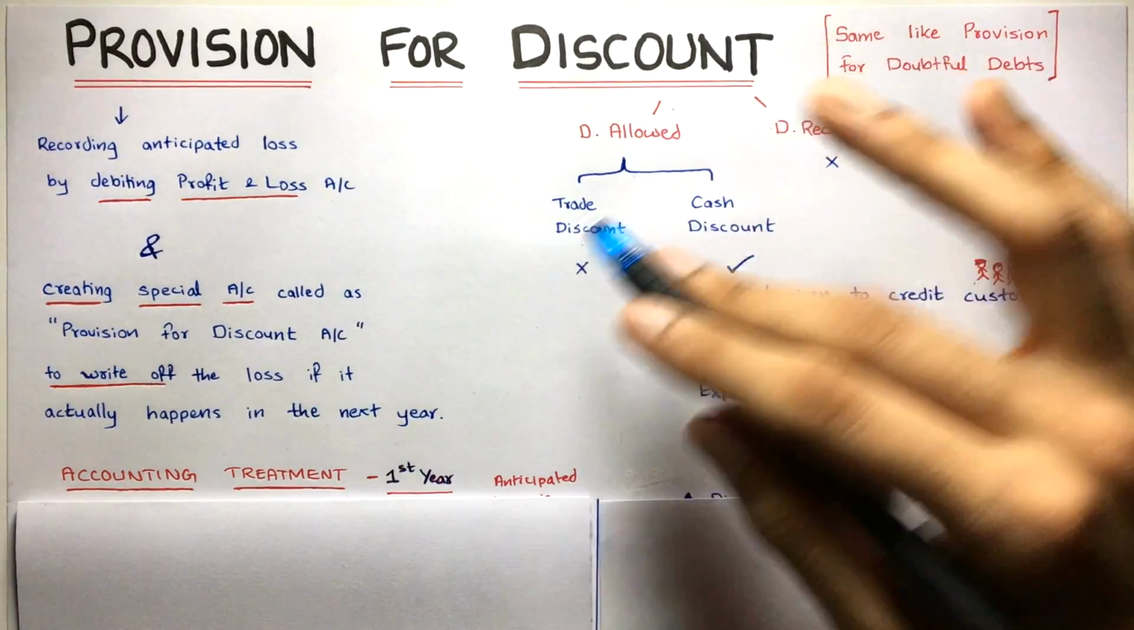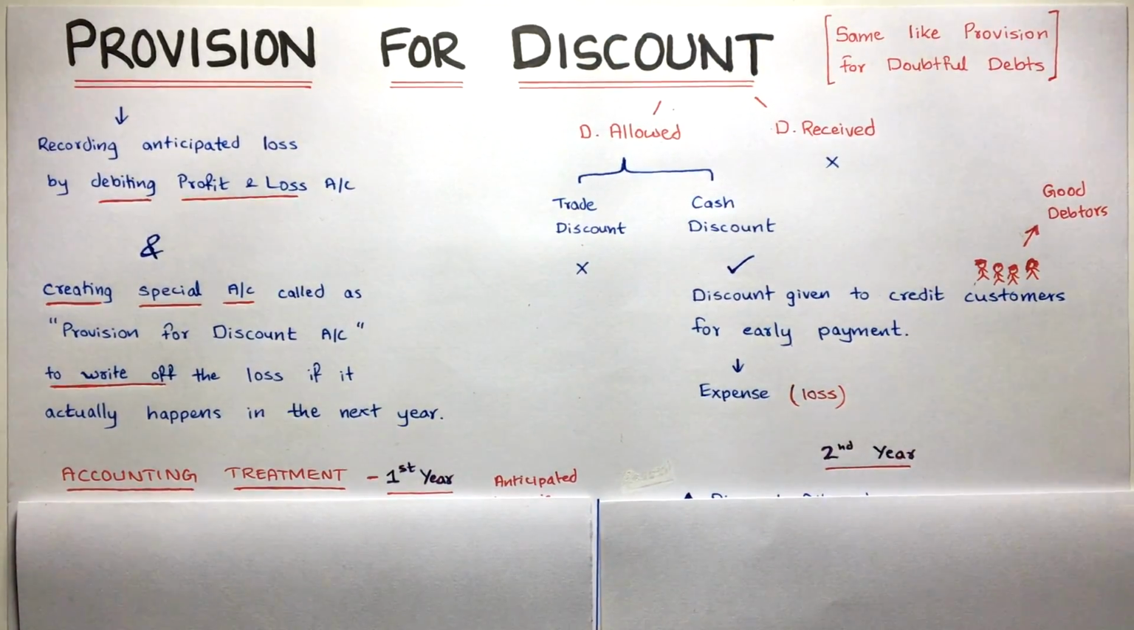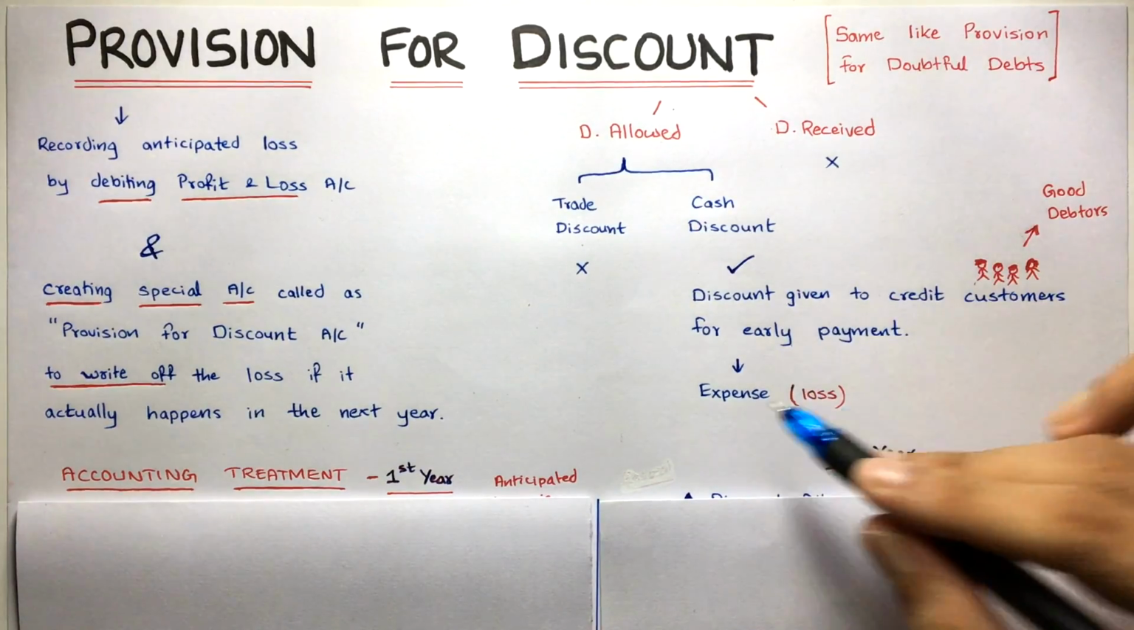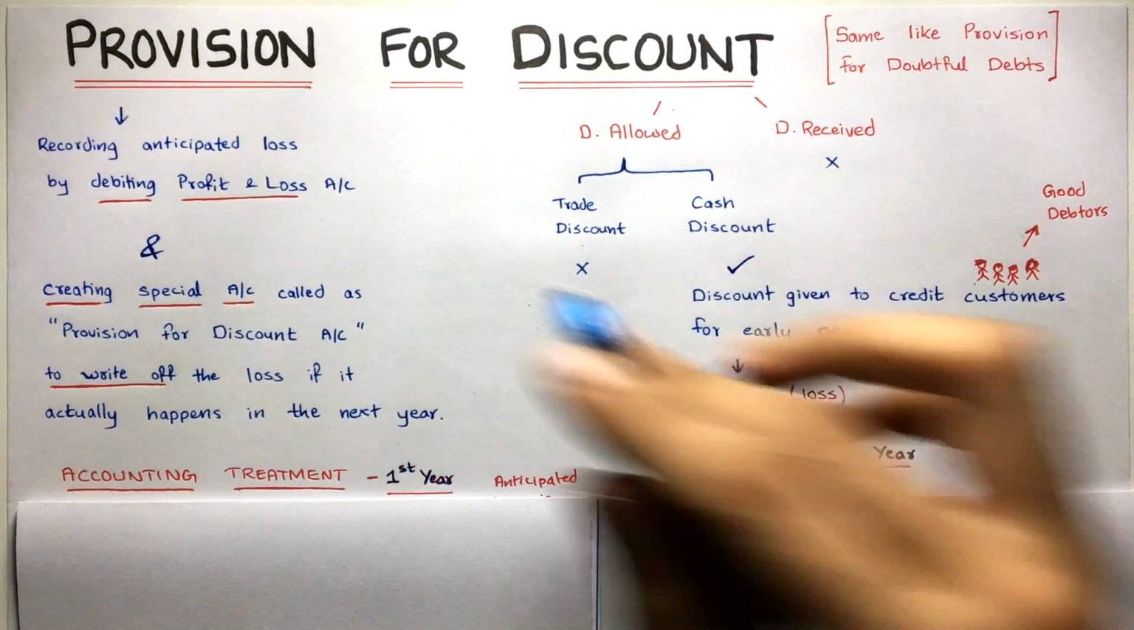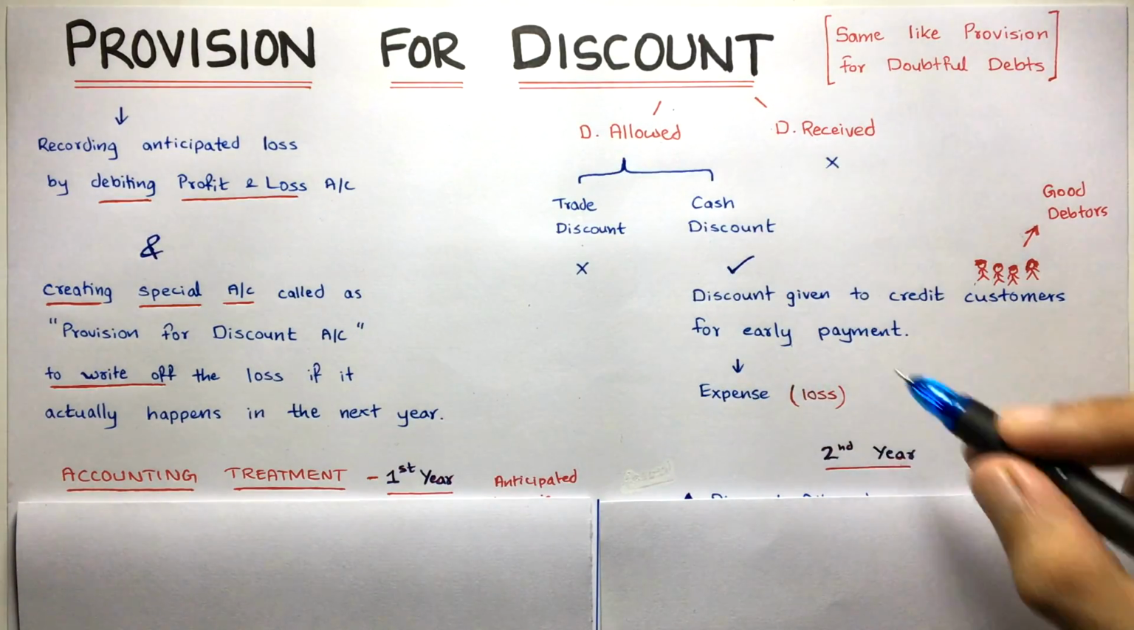Okay, trade discount is never discount allowed. Okay, it's just not recorded, it's irrelevant. Trade discount, fine. Okay, so cash discount, it's an expense, it's a loss. Okay, and if the provision for discount is not maintained in the business, then what will you do? How will you treat this?